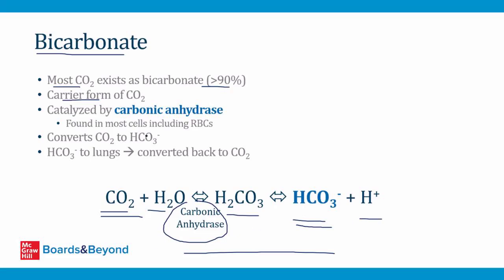And you can find carbonic anhydrase in most cells in the body, including red blood cells. We'll talk more about this later. And as you see at the bottom of the slide, it converts carbon dioxide into HCO3 negative. And then the HCO3 will travel through the bloodstream to the lungs where it will be converted back into CO2, and then the CO2 can be exhaled from the body.